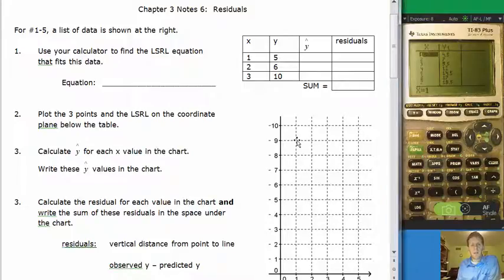These are the Chapter 3, Note 6 on residuals. Today we'll talk about what residuals are, and we'll also graph something called a residual plot. We're going to start off with this list of data that's shown at the right here. We have values for x and y.